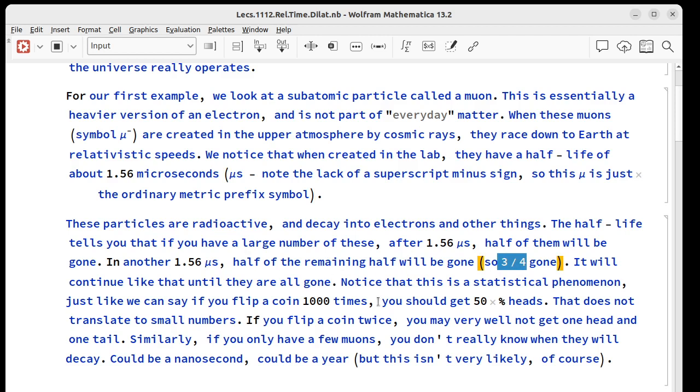Now, one thing to keep in mind is this is a statistical thing. So just like we could say if you flip a coin 1,000 times, we expect you to get about 500 heads. It doesn't work so well on small numbers. If you flip a coin twice, you may very well not get one of each, heads and tails. And that doesn't mean it's an unfair coin. By the same token, if you only have a few muons, you really don't know when the last one will decay. It could be all of them could go in a nanosecond. They could hang on for a year, although that's incredibly unlikely. But it's all a probability thing.